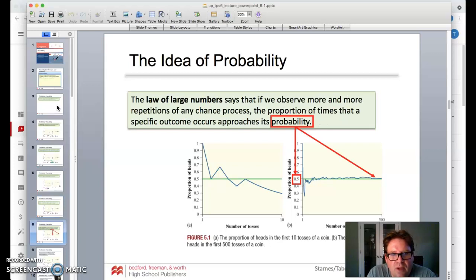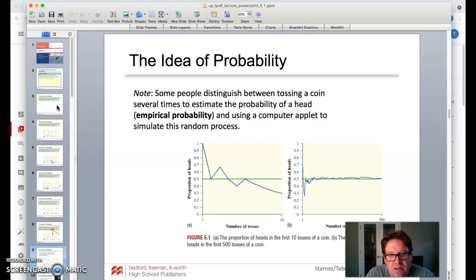All right, the law of large numbers says that if we observe more and more repetitions of any chance process, the proportion of times that a specific outcome occurs approaches its probability. It doesn't mean that it's guaranteed to get there, but the more of them you do, the closer it should get to its actual theoretical probability.